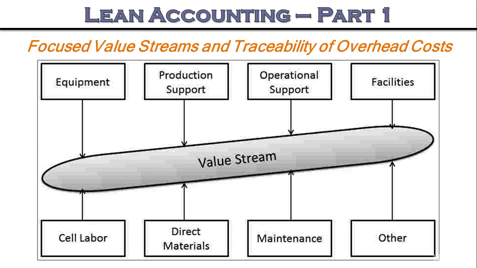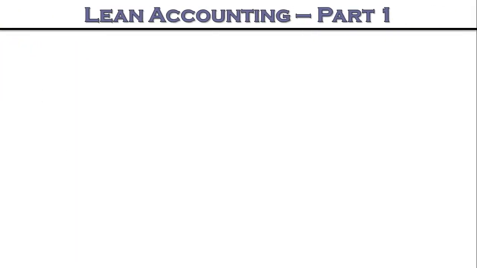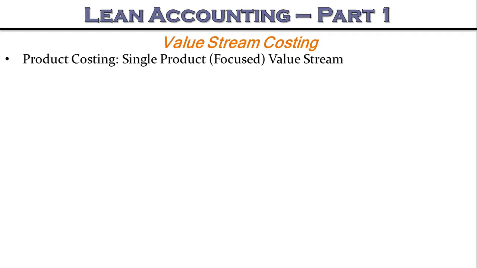With multiple value streams, however, the unassigned costs are likely to be a very small percentage of the total costs. Finally, in reality, having a value stream for every product is not practical. The usual practice is to organize value streams around a family of products. Value stream costing. Product costing, single product focused value stream.